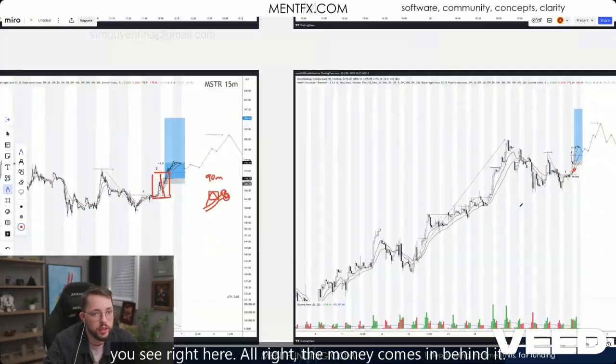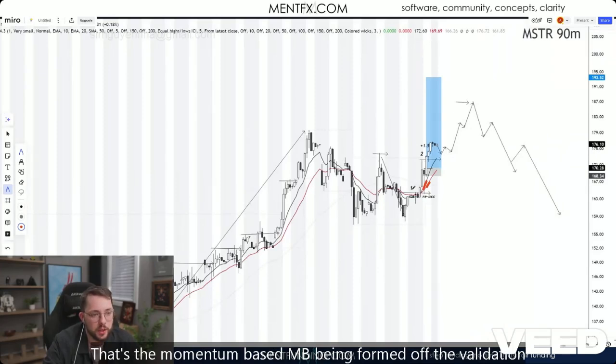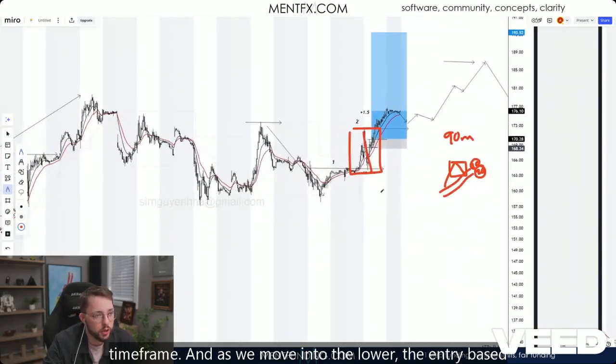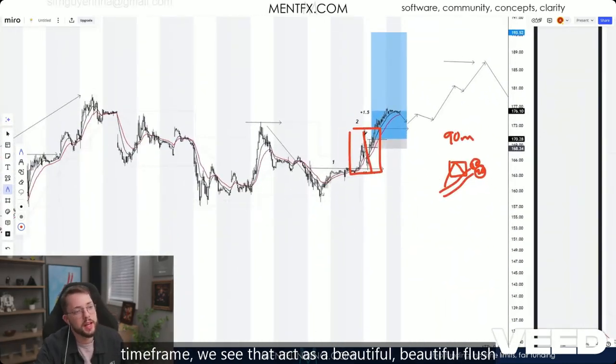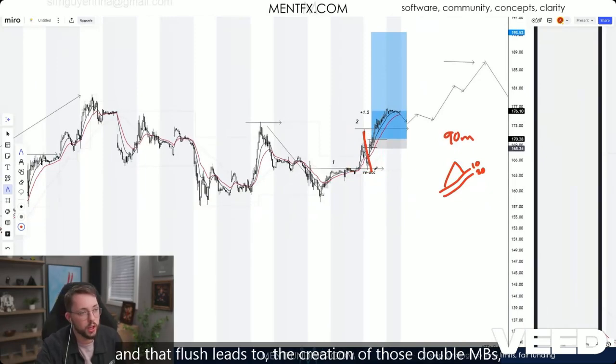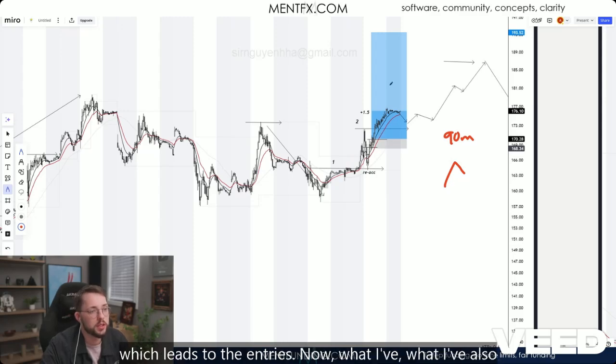And that's what you see right here. The money comes in behind it. That's the momentum-based MB being formed off the validation time frame. And as we move into the lower, the entry-based time frame, we see that act as a beautiful flush. And that flush leads to the creation of those double MBs, which leads to the entries.